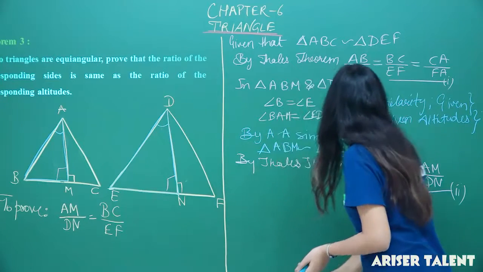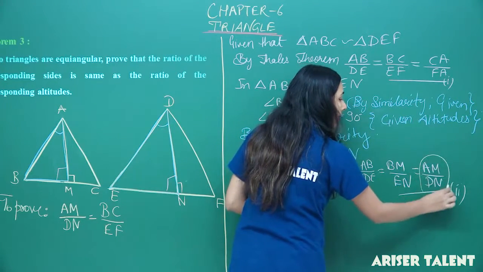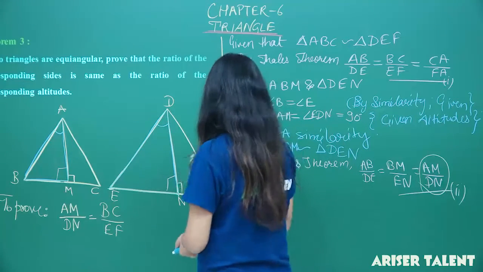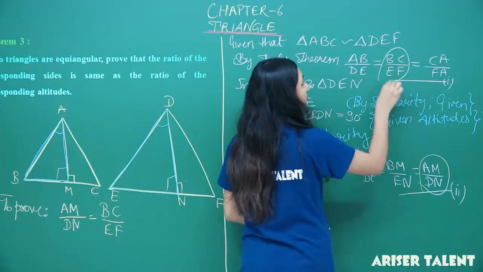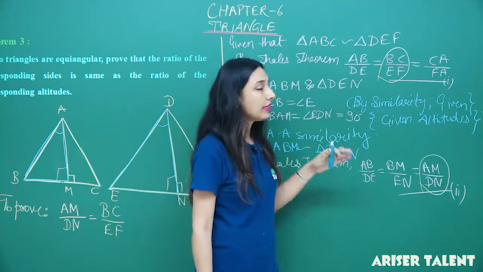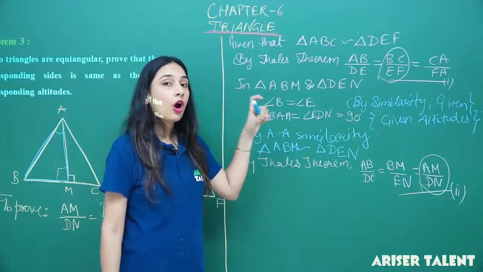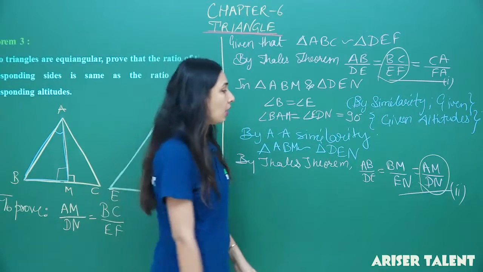Now, look here, AM by DN is here, AM by DN is here, and BC by EF. Now, BC by EF. Okay. So, this is the different thing, and this is the different thing. If we are having any common proportion in that, then we can say by first and second we have proven this.